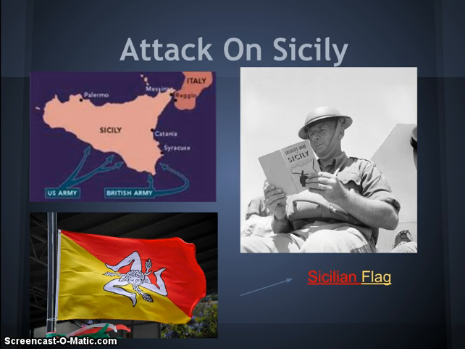Attack on Sicily. The invasion of Sicily was on July 10, 1943. They landed near Gela, which was a town on the central coast of Sicily. The American army faced tough resistance from the people of Sicily and from the Italian army. The attack helped them take over the rest of the Mediterranean Sea.